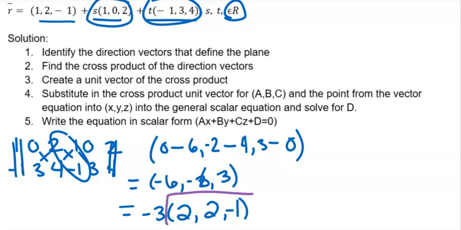Okay, here is my perpendicular vector. So this is what I'm going to be using. There's the cross product of the direction vectors, and I made a unit vector of the cross product. I'm going to take this cross product unit vector for A, B, C and the point I was given in the beginning from the vector equation, sub it into the general scalar equation and solve for D.